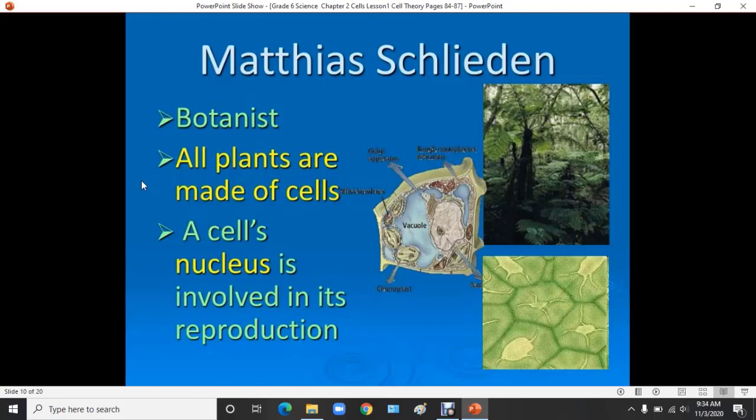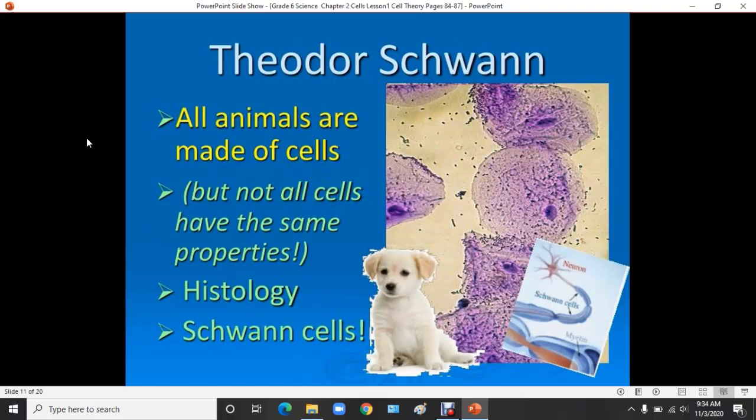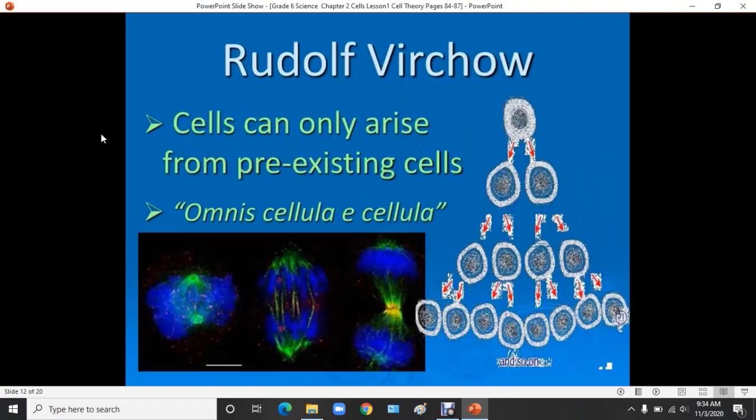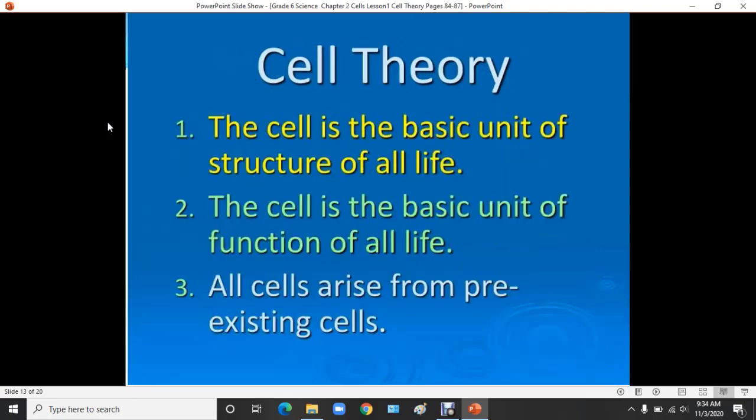After a year, the scientist Theodor Schwann, who is also from Germany, discovered that animals are made up of cells. Schleiden and Schwann built on the work of Hooke, Leeuwenhoek, and Brown to develop the cell theory, where cells can only arise from pre-existing cells, according to Rudolf.